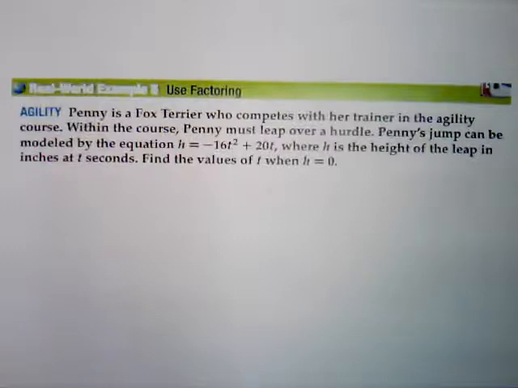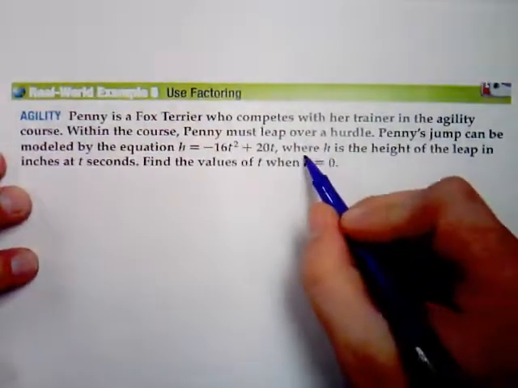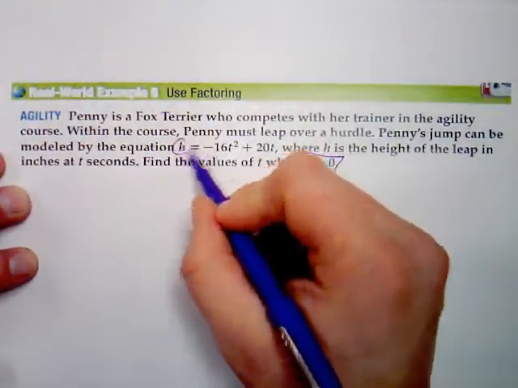Penny is a fox terrier who competes with her trainer in the agility course. Within the course, Penny must leap over a hurdle. Penny's jump can be modeled by the equation h equals -16t squared plus 20t, where h is the height of the leap in inches at t seconds. Find the value of t when h is equal to 0. So essentially we're just taking this equation and plugging in 0 for h.